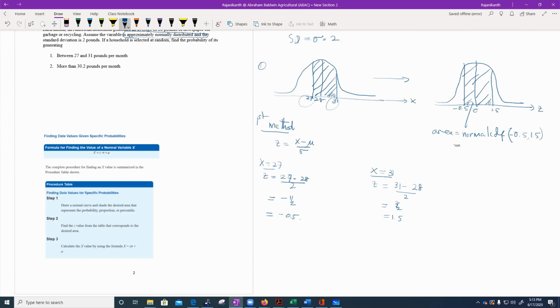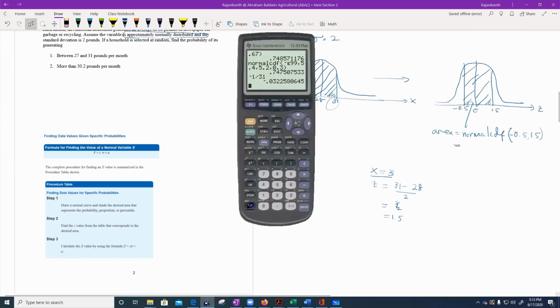So take your calculator and find out. Second function, normal CDF and negative 0.5, 1.5.